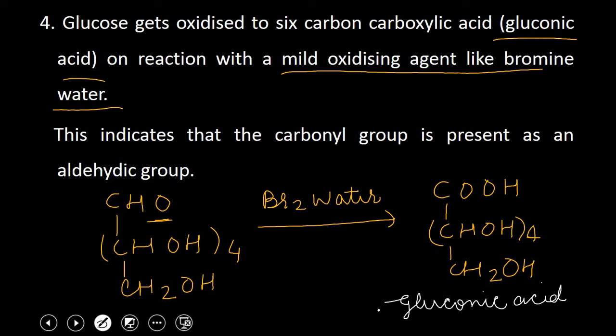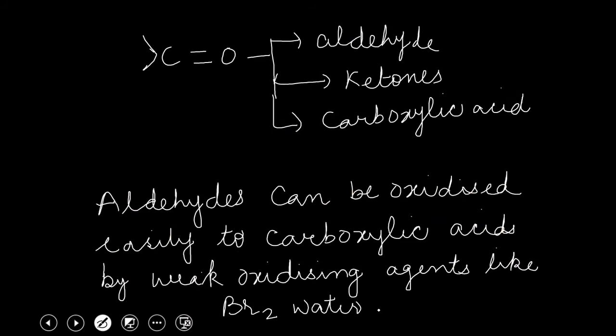Then in the third reaction we have seen that glucose on reaction with NH2OH forms an oxime, and on reaction with HCN it forms a cyanohydrin, the reactions which are given only by carbonyl group. So we could prove that it consists of a carbonyl group, and in this reaction we have proved that the carbonyl group which we were talking about is an aldehydic group. So now I just want to mention the next reaction, children.